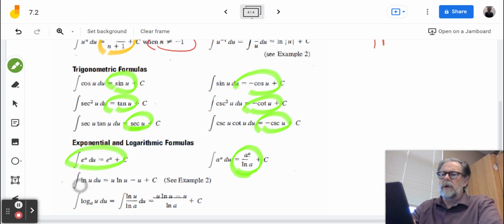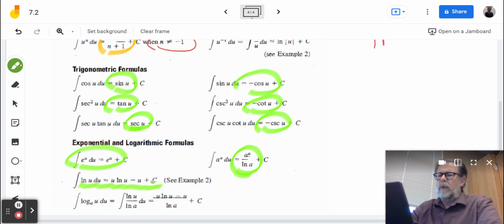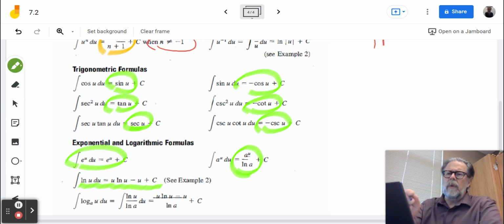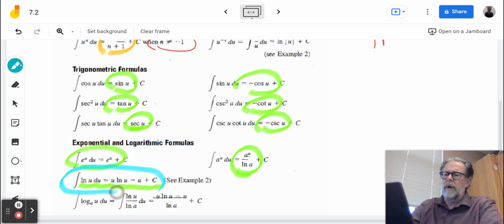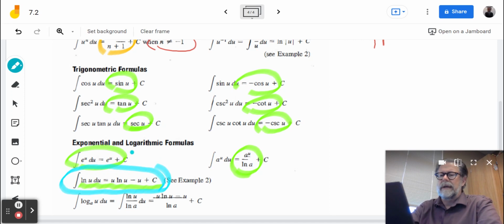In video 2, we're going to prove that this is true. I don't remember for sure whether we will get back to how to find that derivative. So I would recommend that you put that one into your notes as another antiderivative that you should know.